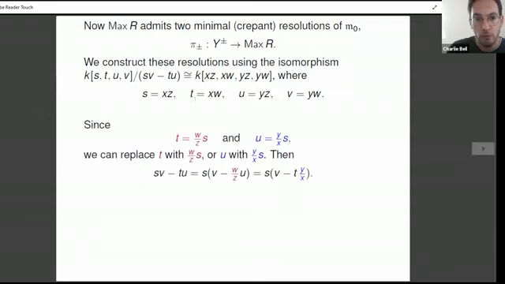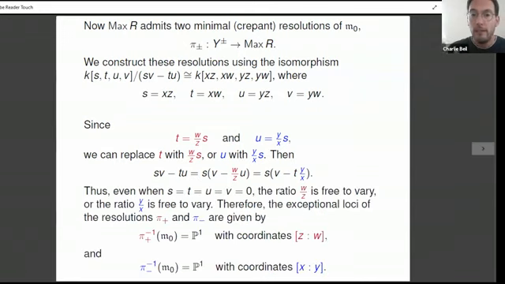So, using these definitions of variables, we can write T as W over Z times S, and U as Y over X times S. And so we can replace T, so this is our birational transformation, with W over Z times S, or we could replace U with Y over X times S. Everything is fine if we do this, because our defining ideal for the variety, SV minus TU, we can factor out the S and we just have S times the product V minus W over Z times U. And that's also equal to S times the product V minus T times Y over X. So these are really birational transformations.